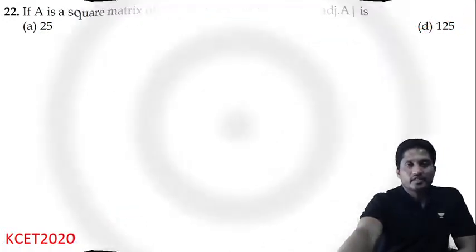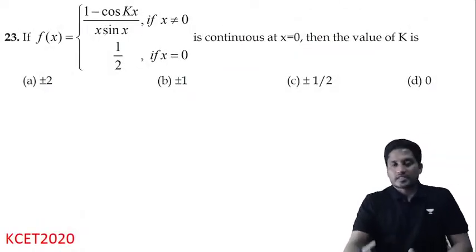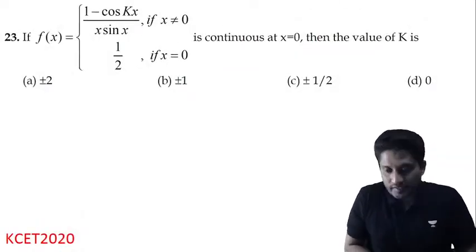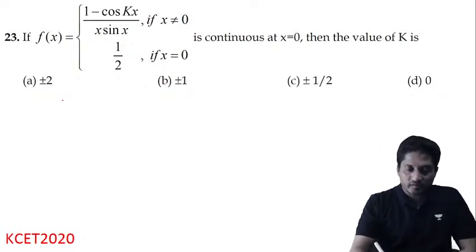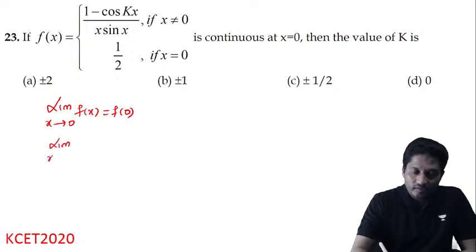Let's move to the next question. The function is continuous at 0. What should be the value of k? If it is continuous at 0, limit x tending to 0 of f of x is equal to f of 0. So limit x tending to 0 of 1 minus cos kx, whole divided by x into sin x, is equal to f of 0.